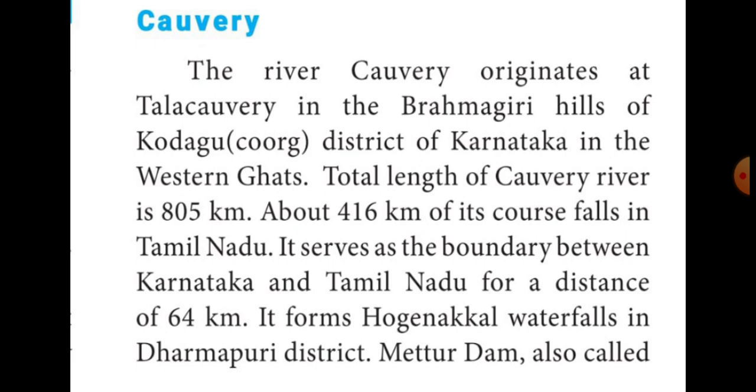The total length of this river is 805 kilometers. Of the 805 kilometers, 406 kilometers of its course falls in Tamil Nadu. This Kaveri river serves as the boundary between Tamil Nadu and Karnataka.